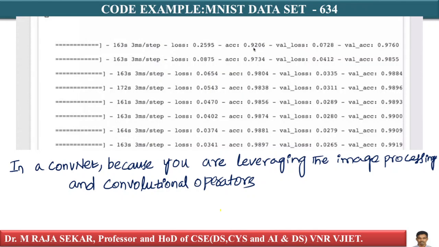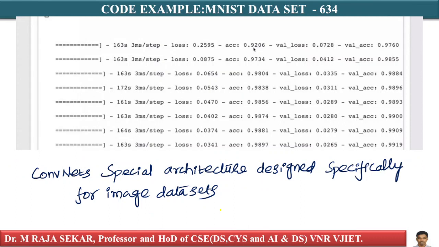Convnets have a special architecture, designed specially for image datasets, and it is inspired a lot by the biological visual cortex of mammals like rats, monkeys, cats, and humans. And that's why they perform very well.